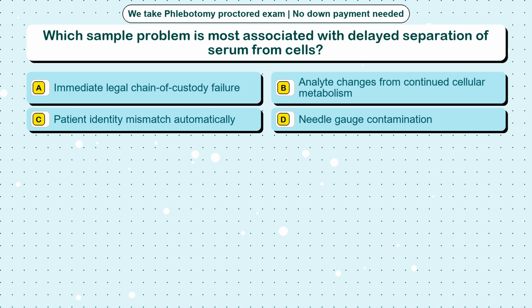Option A. Immediate legal chain of custody failure. Option B. Analyte changes from continued cellular metabolism. Option C. Patient identity mismatch automatically. Option D. Needle gauge contamination.